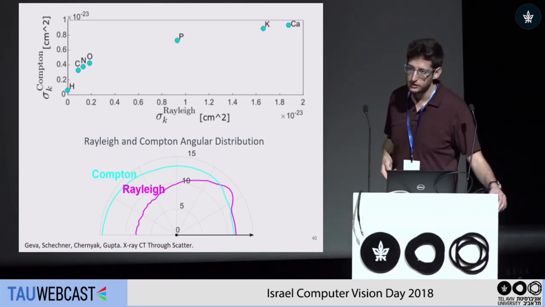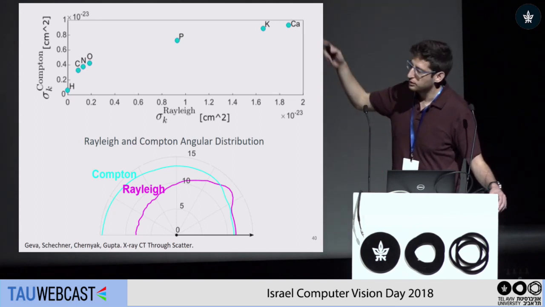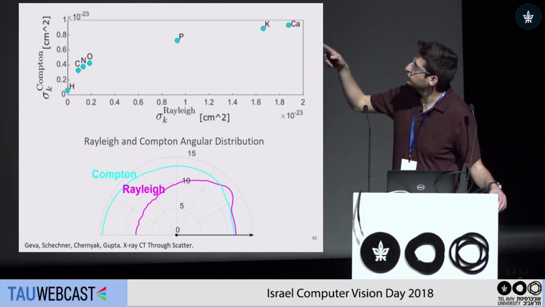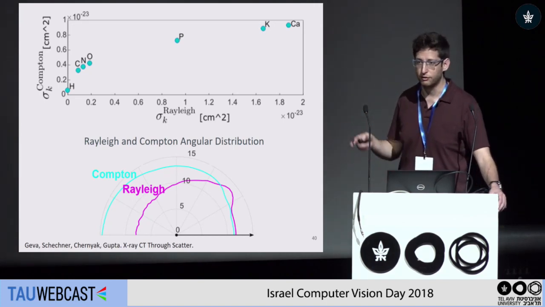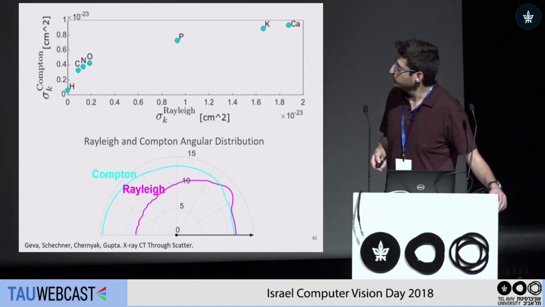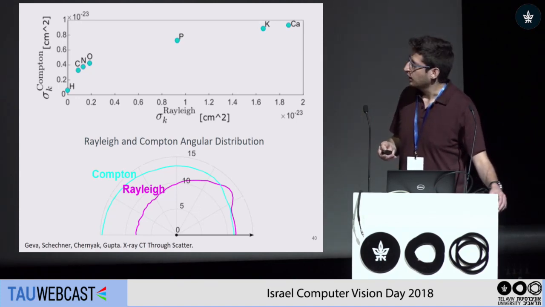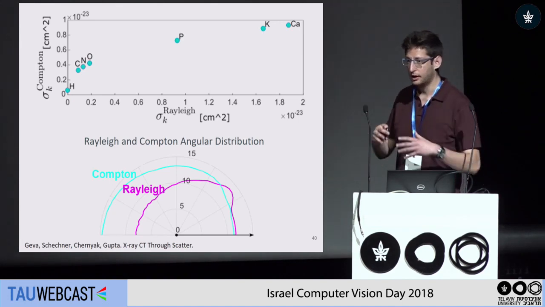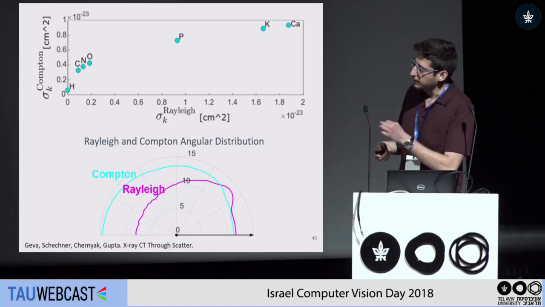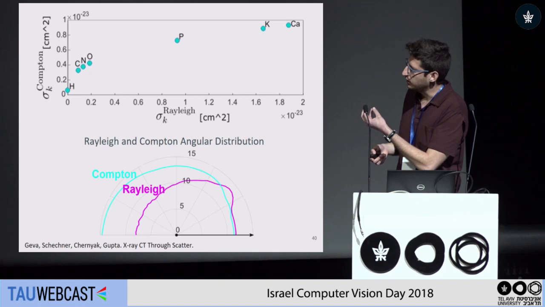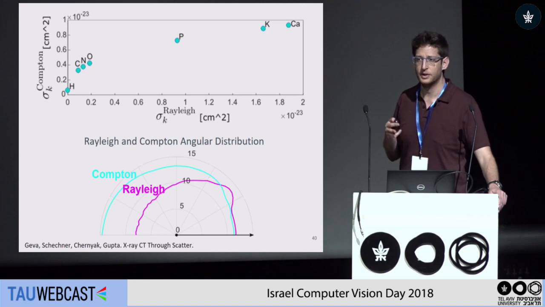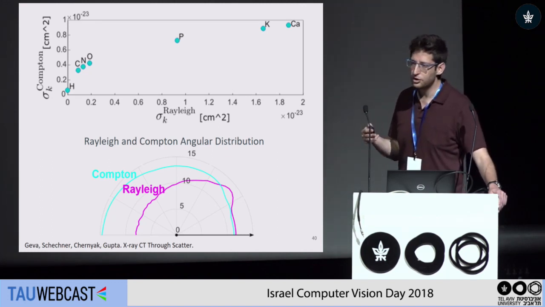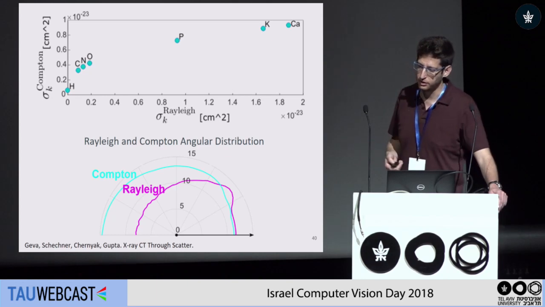For example, here you can see in the top plot elements that are most common in human tissue, for example, hydrogen, oxygen, calcium. And you can see the relation between Compton and Rayleigh scattering for these elements. The bottom plot shows you the angular distribution of Rayleigh and Compton single scattering when measured in a setup having detectors all around, and the object that was irradiated here was a volume with a single homogeneous material. So the idea is that each element has its own signature Rayleigh and Compton response, which depends on the element's characteristics.